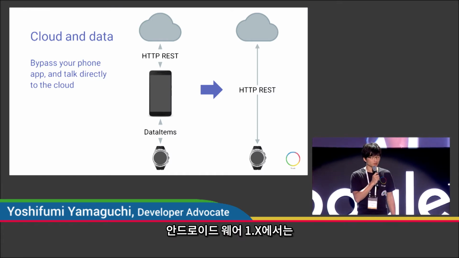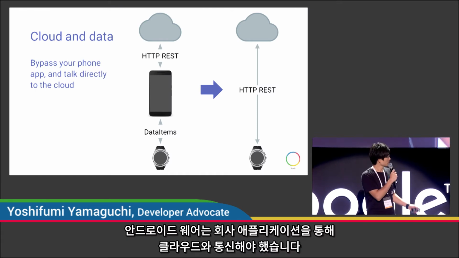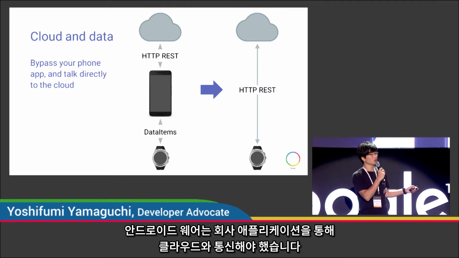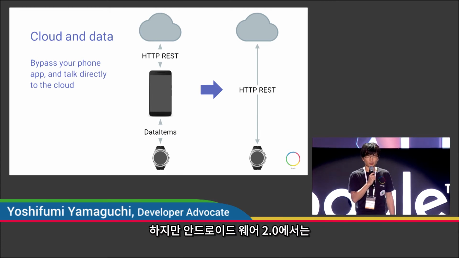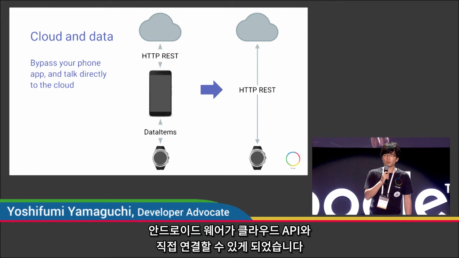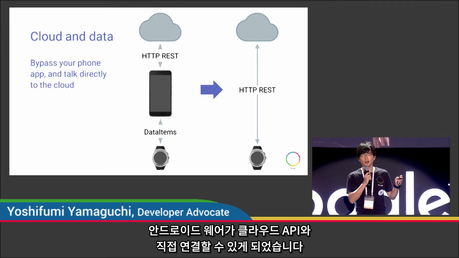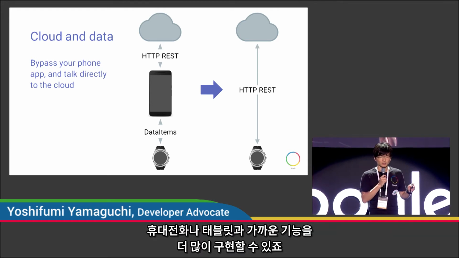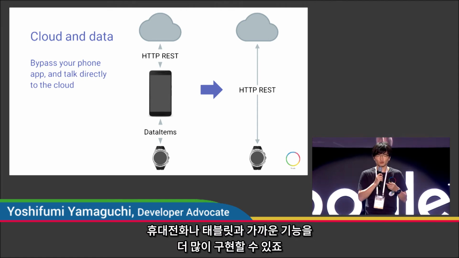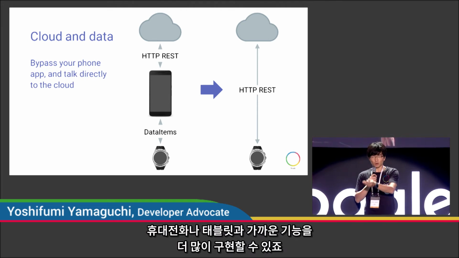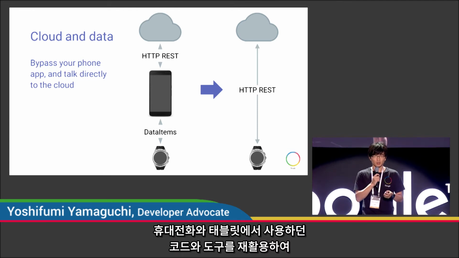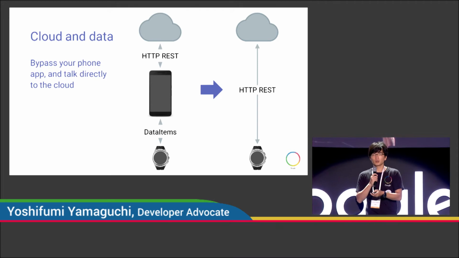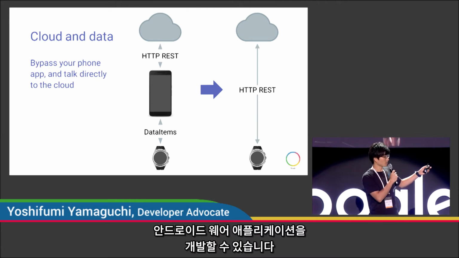In 1.x, Android Wear had to talk to the cloud through the companion application. But in 2.0, the Android Wear application can talk to the cloud API directly. So you can do a lot more, like on your phone or your tablet. You can reuse the code, and also you can use the same tools to make the Android Wear application.